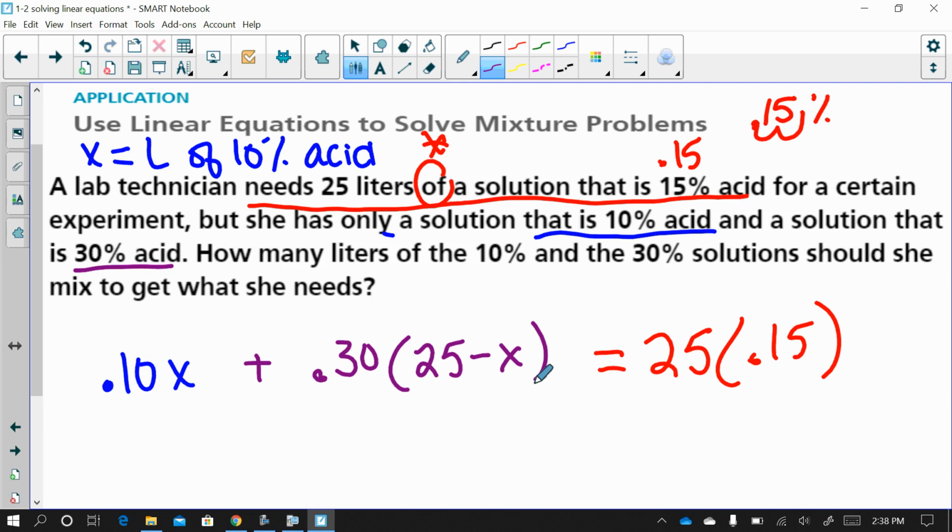Okay, if you think about it, if I know I needed 10 liters, and I know this one had to be 6, how many liters would I have to use of the other one? 10 minus 6, or 4. Okay, so this is one where you need to be very careful. Okay, 25 total. I use X over here with the blue, so I need 25 minus X for my purple.